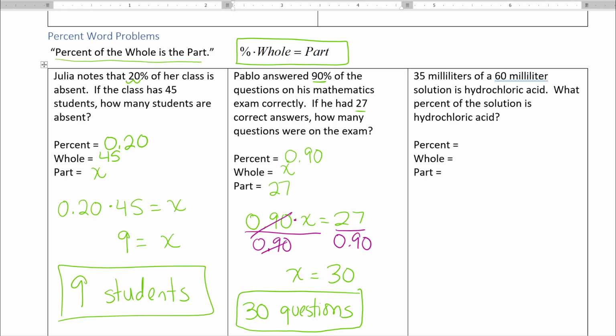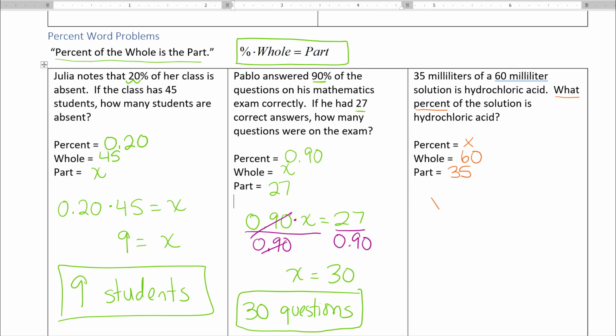35 milliliters of a 60 milliliter solution is hydrochloric acid. What percent of the solution is hydrochloric acid? So 35 milliliters of a 60 milliliter solution. That 35 milliliters is the part. 60 milliliters is the whole. And the question said what percent? Well, what is, I don't know. So we're going to label that X.